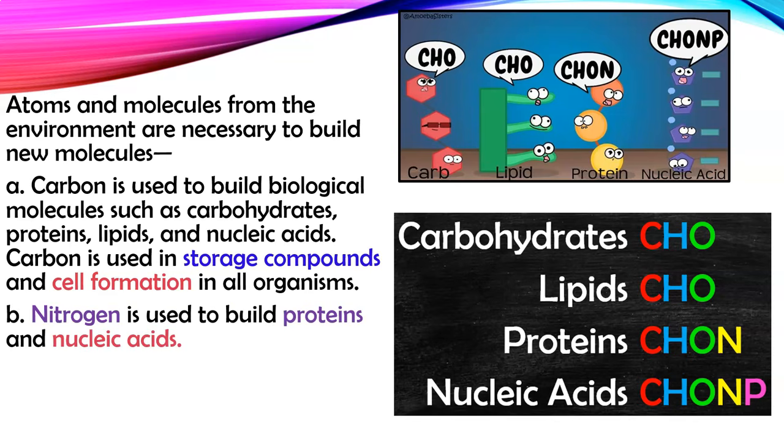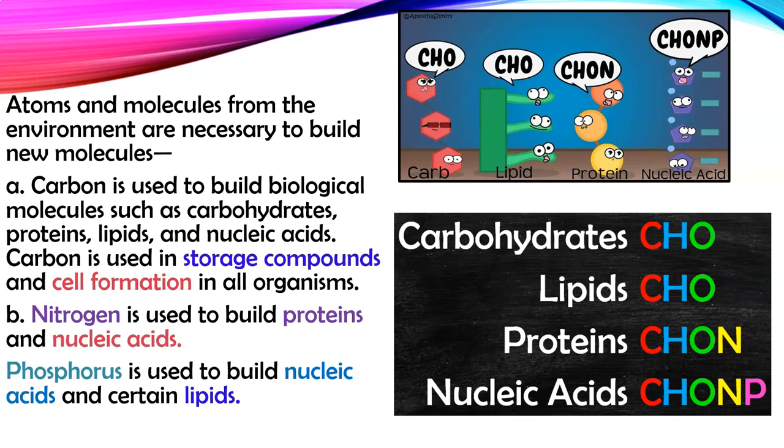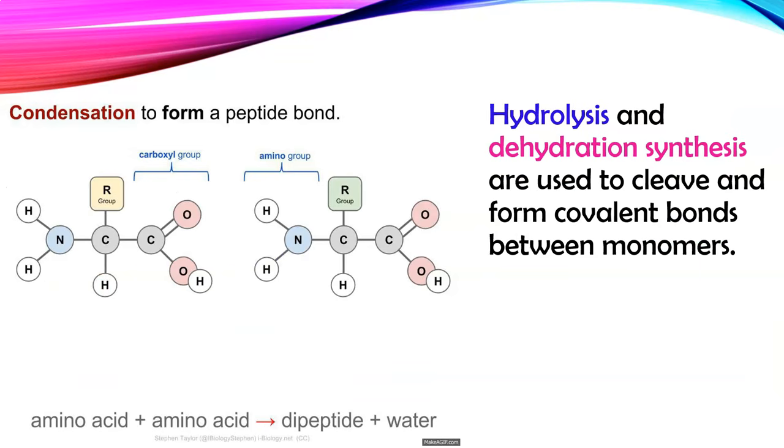And so when we look at this, nitrogen is used to build proteins and nucleic acids, and phosphorus will be found in nucleic acids. Now, the one place you will find phosphorus in lipids is going to be in a phospholipid as part of the cell membrane.